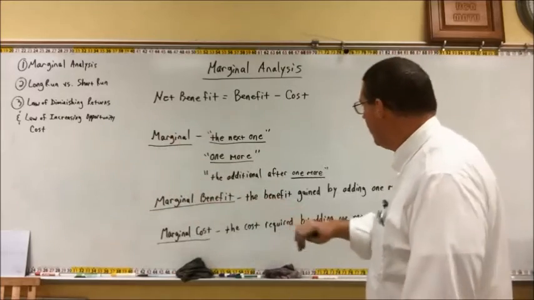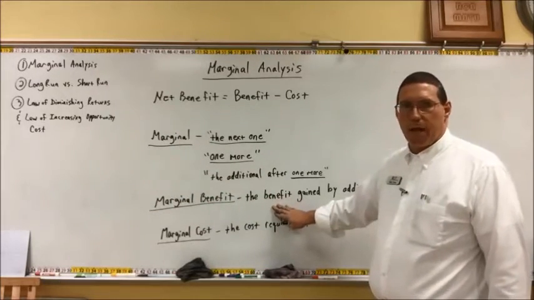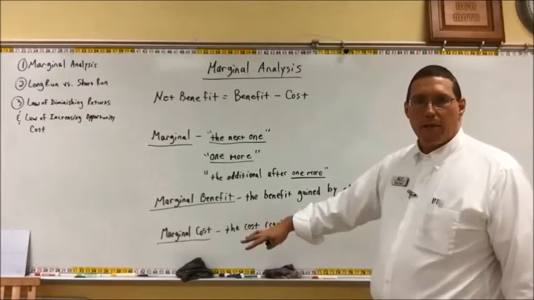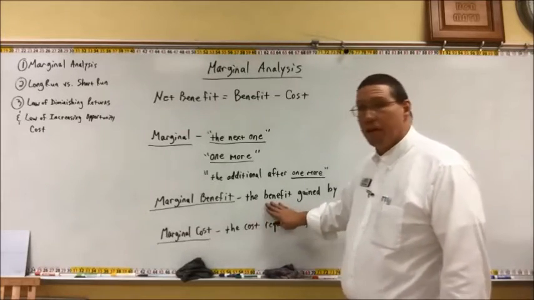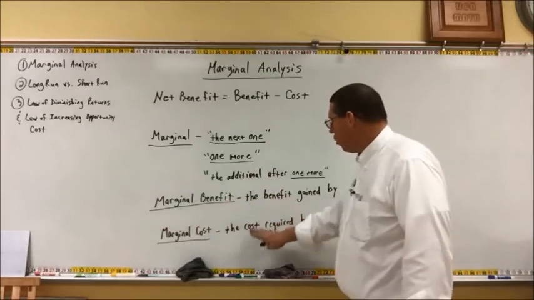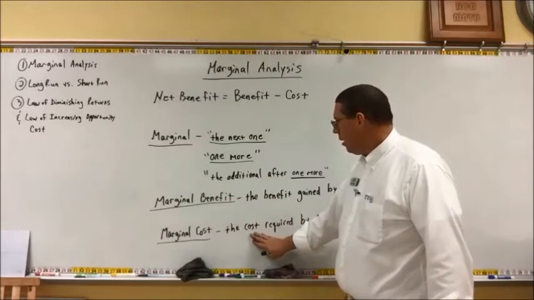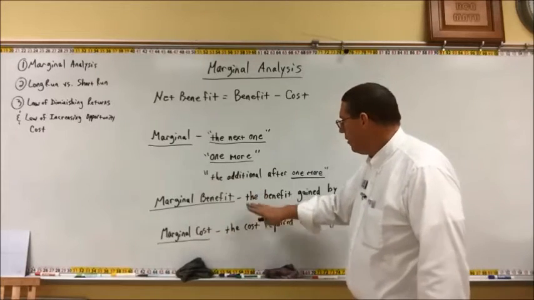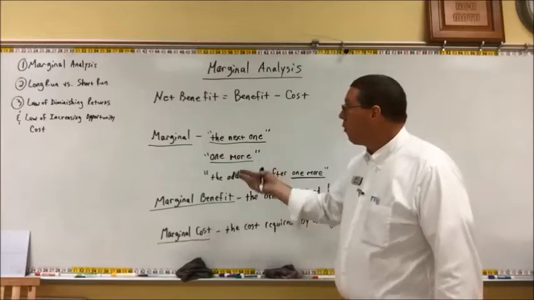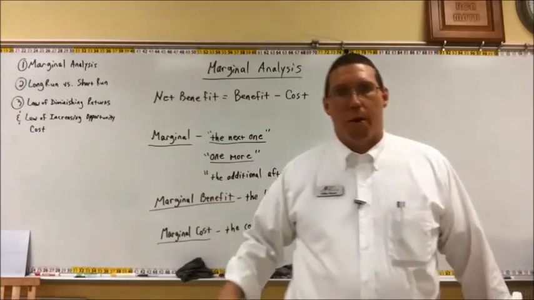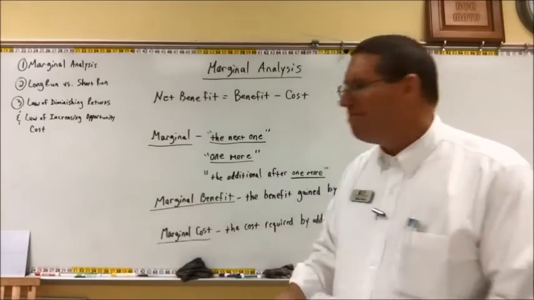Okay, so the benefit of the 30th one is really high, and the cost of the 30th one is less than the benefit. And so the additional cost of the 30th one, the marginal cost, is smaller than the additional benefit. So overall, we get more net benefit from the 30th one. What about the 31st one?